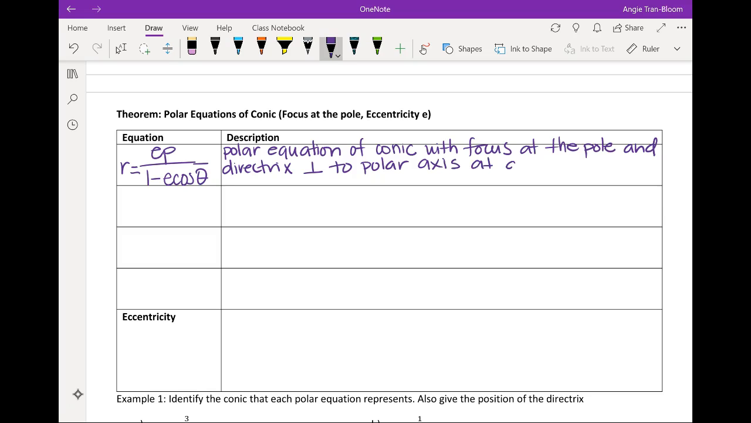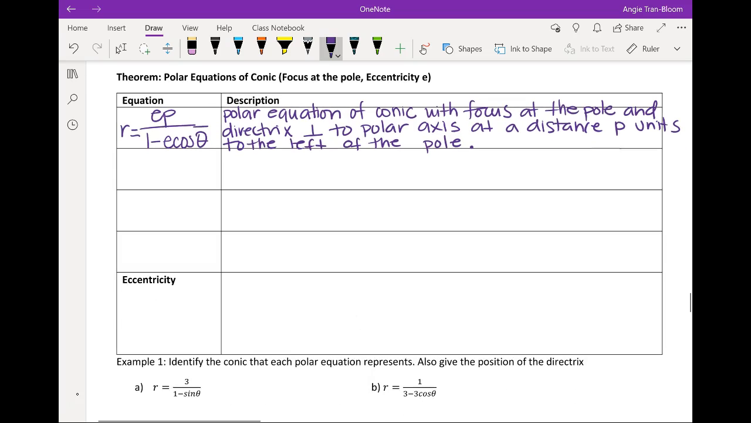At a distance p units to the left of the pole. It's our first description, so I want to make sure I write it all out, so that when you read it, it's more well understood and more fluent. For the next couple of descriptions, we'll skip a few words.